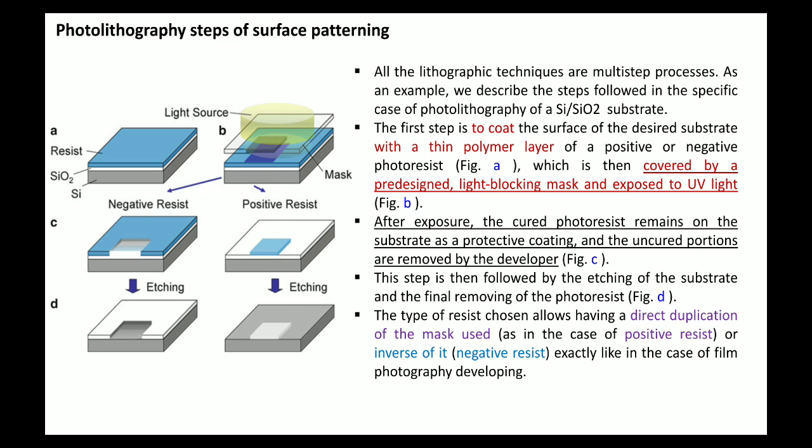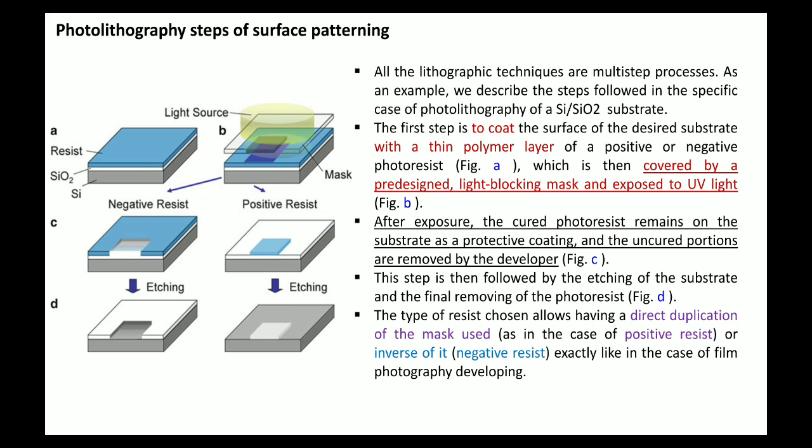So in the second step, what is the first step? Deposit a thin polymer layer of photoresist on the SiO2. What is second? Put the mask and illuminate the light. Put the mask and illuminate the light.